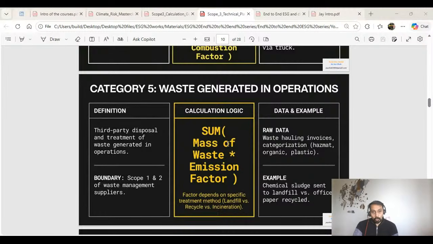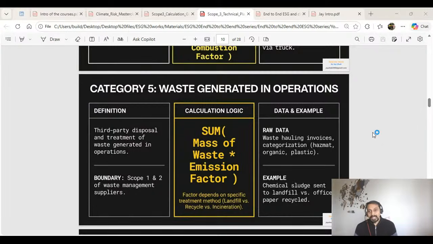The formula is again very simple: mass of the waste, which is the weight of your waste, times the treatment emission factor. The treatment may be incineration, a recycling plant, or direct dumping into landfill. Each treatment has a different factor, whether landfill, recycling, incineration, or any other treatment methodology. For example, 1 ton of recycled paper is very different from 1 ton of hazardous waste sent to a landfill site.